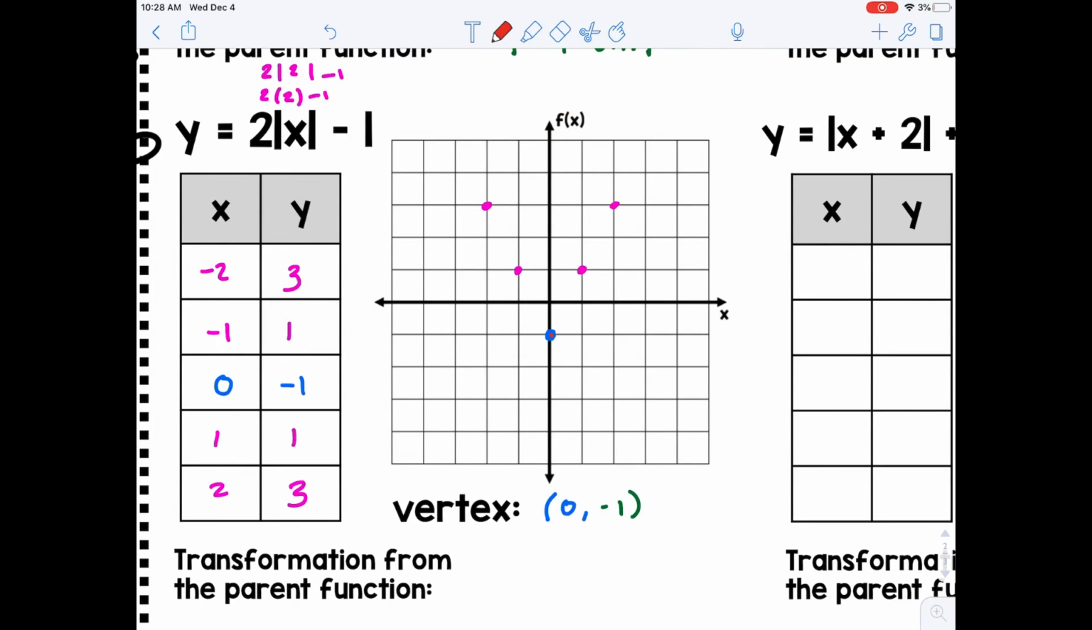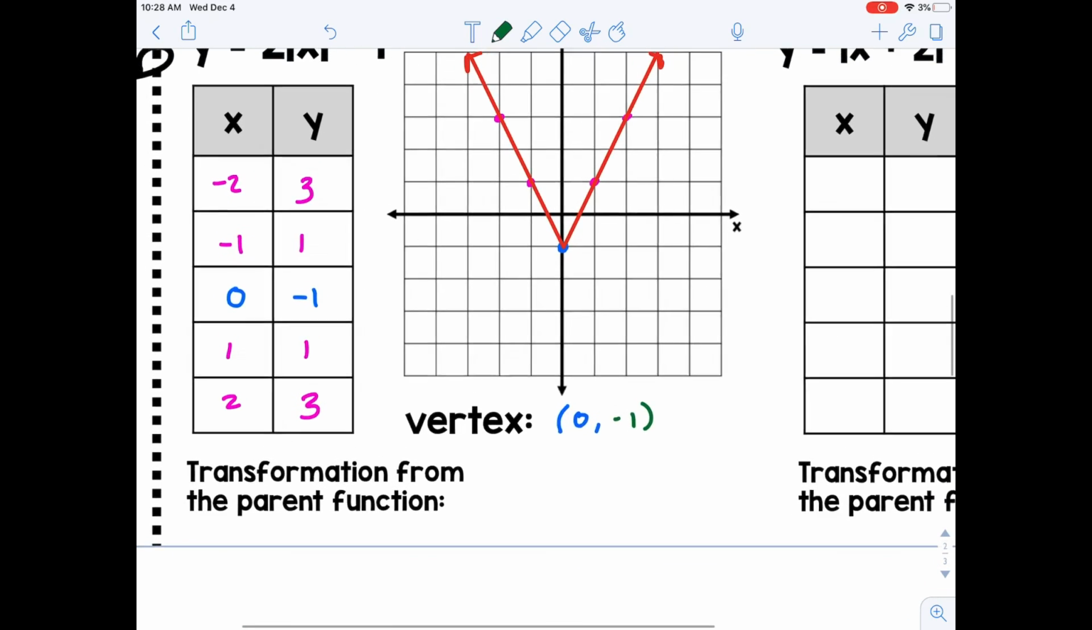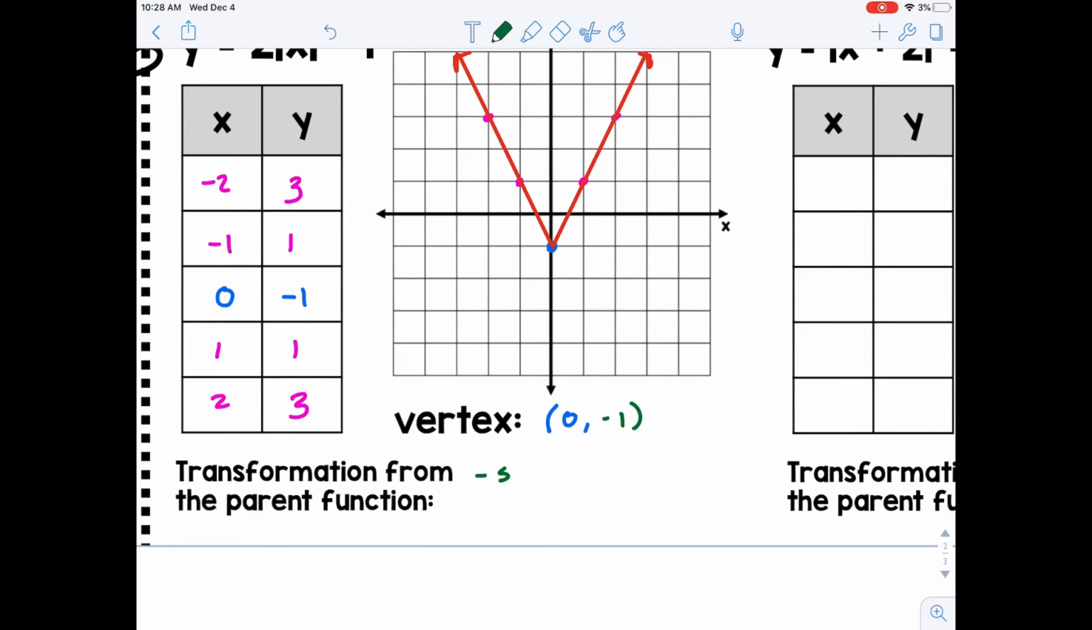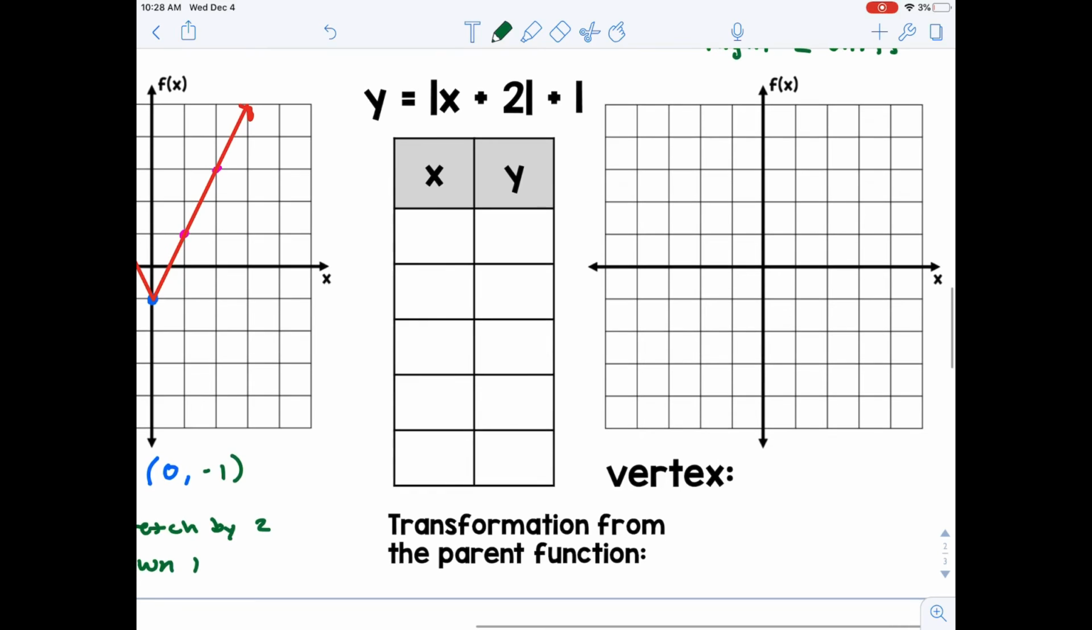So this time it definitely was stretched, which we knew it would because the a value changed to a 2. So writing our transformations, the a value of 2 made it stretch by 2. And then we had a k value of -1, which moved the graph down 1. All right, last one.